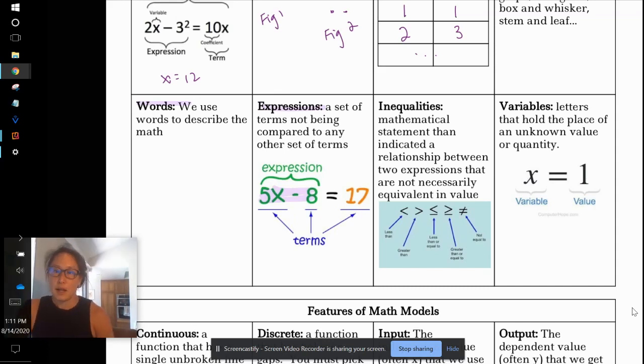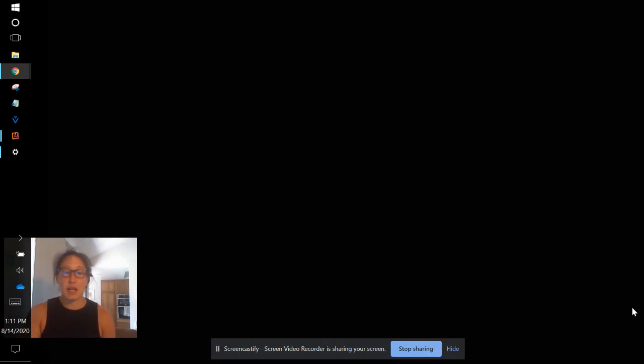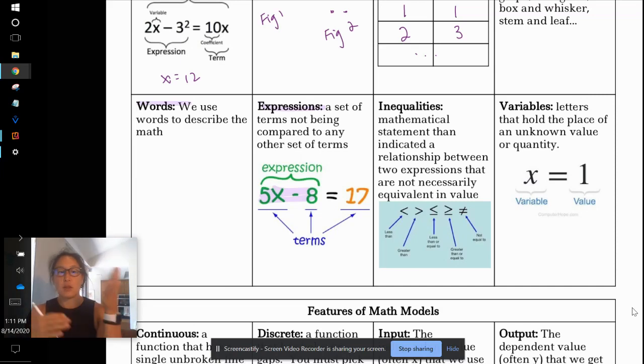Okay. Inequality, sometimes you can have a model that is greater than or less than and not just exactly equal to. Like I will eat as many pieces of pie that are greater than 3. So 4, 5, 6. Okay. Another way to represent math is to use variables. So these help us to describe the unknown.